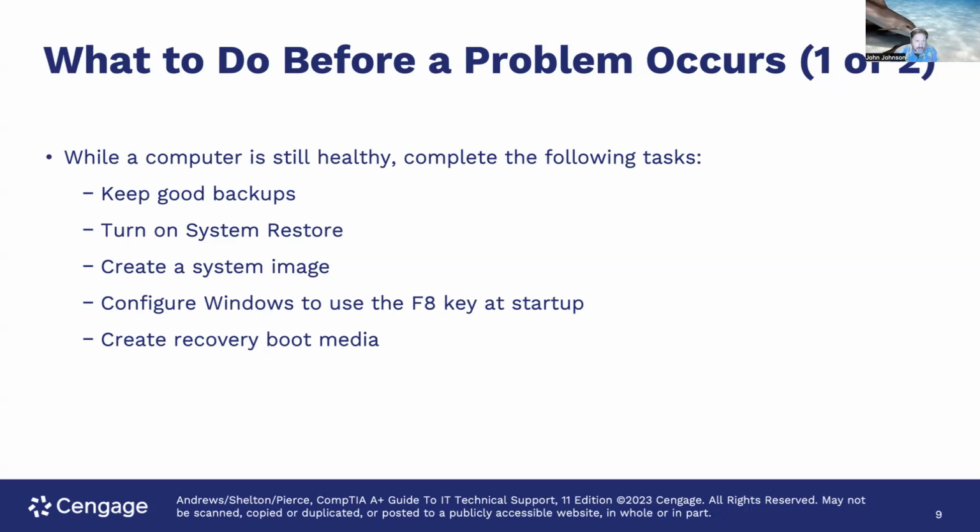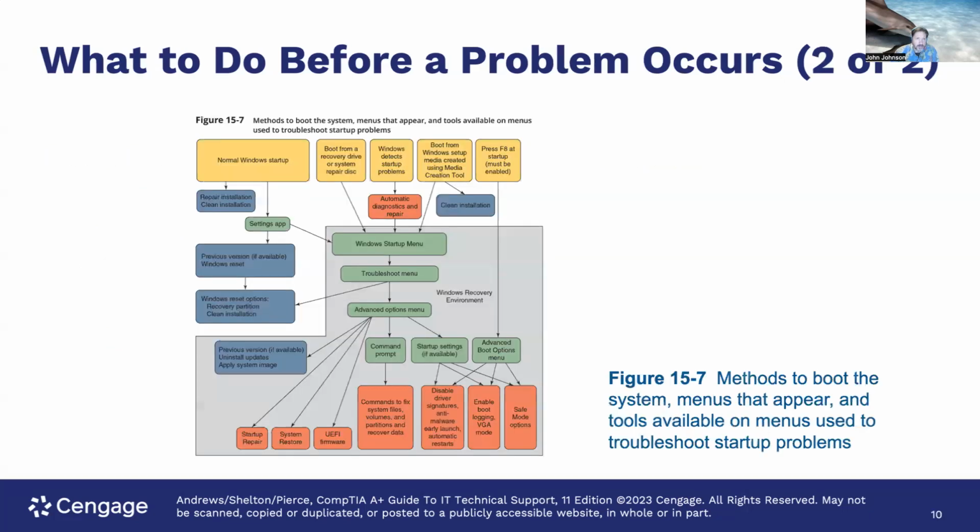You should also create a system image, and you should configure Windows so that you can use the F8 key at startup. And you also should create recovery boot media. That got very easy in Windows 10 and Windows 11 to do. So what to do before a problem occurs? Again, here's quite the heuristics diagram. These are the methods to boot the system, menus that appear, and tools available and menus used to troubleshoot startup problems. I'm not going to go through this. You can go through this on your own. It's quite detailed and gives you all kinds of options for each step of the process.